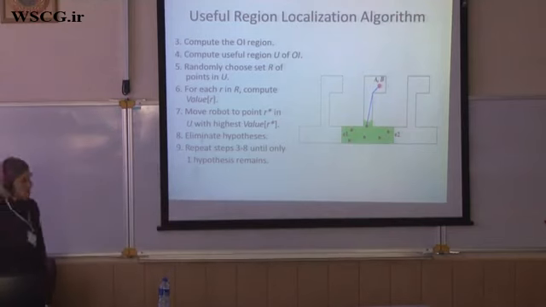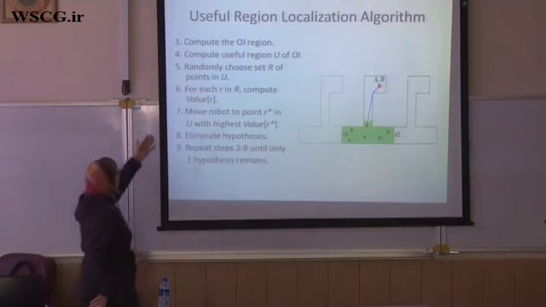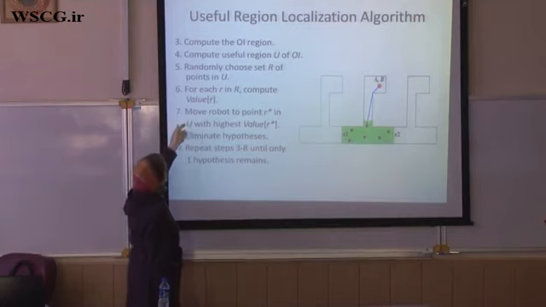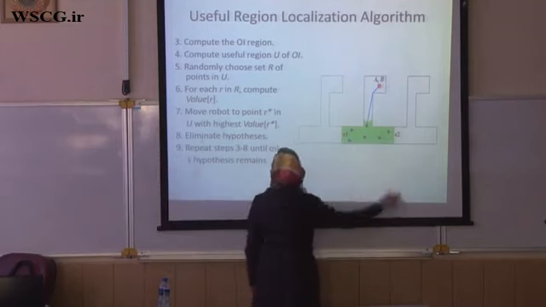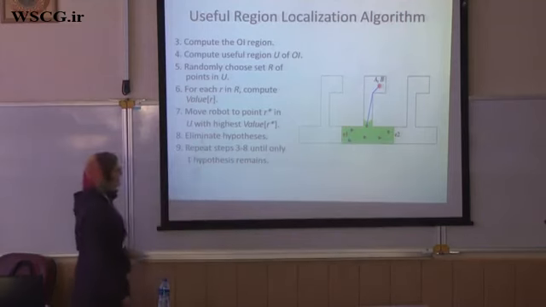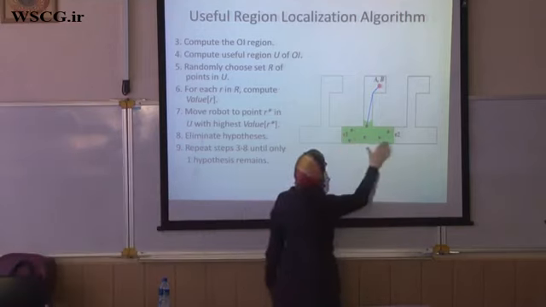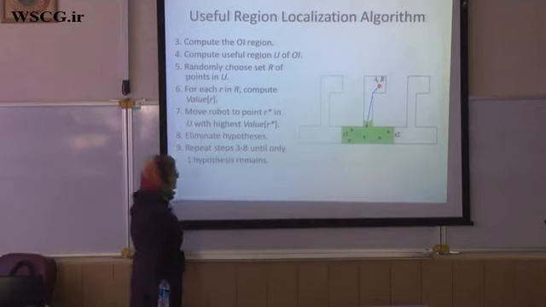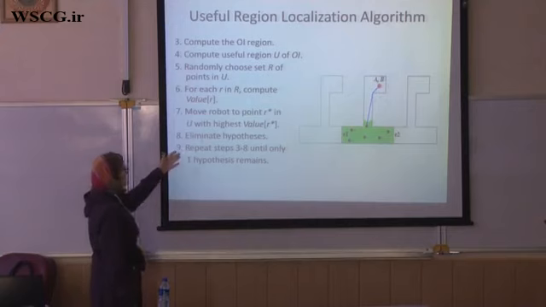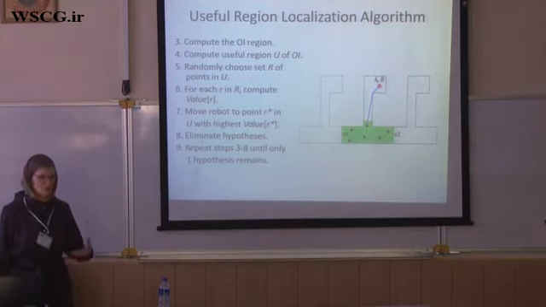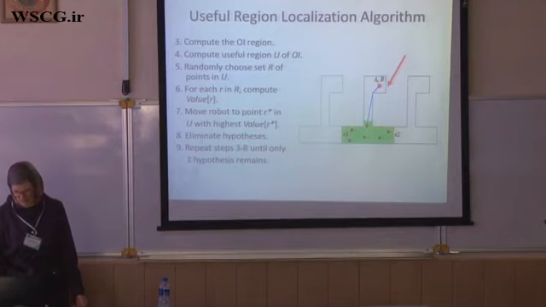That's the idea. So again, we compute a value as before, defined somehow, and we move the robot to the point in the useful region that has the highest value, so same strategy as before. Eliminate hypotheses. So we should definitely be able to eliminate a hypothesis depending on how we see the wall, and then keep repeating those steps until we only get one hypothesis. So that's the idea. Another similar idea, but just being even more sensible in an intuitive way. So there we start at A.